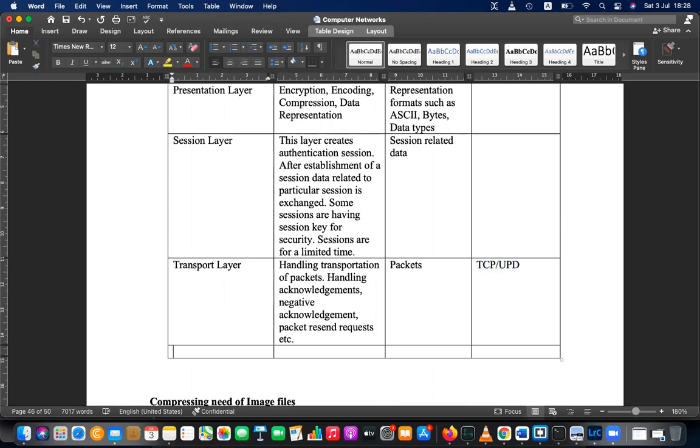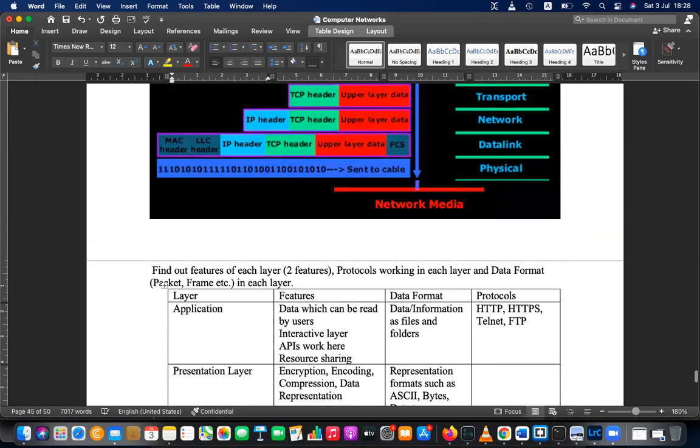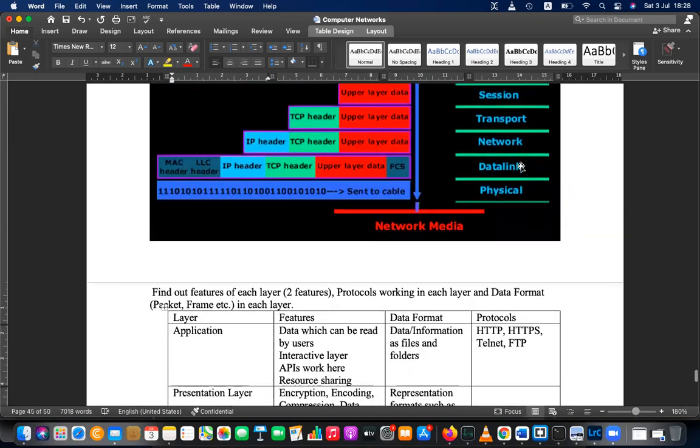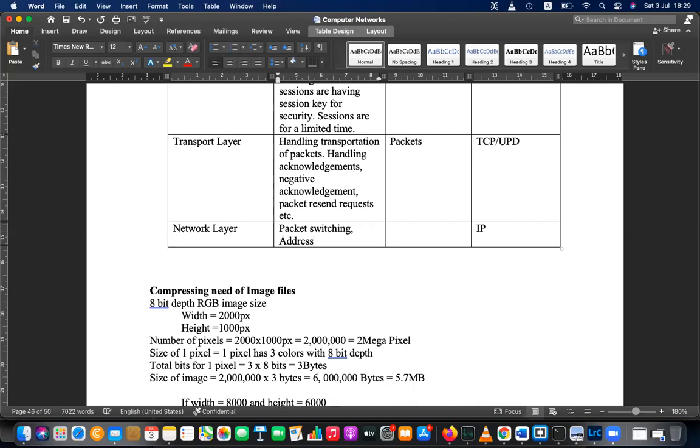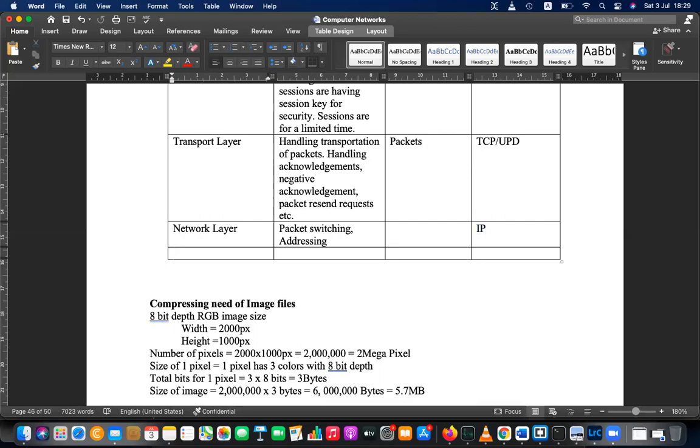And the next one is the internet layer or network layer. In the internet model we call it the internet layer. So basically IP works here. Packet switching is the main role. Packet switching means dividing data into packets and sending them to addresses. Packet switching and addressing are the main duties of this layer.